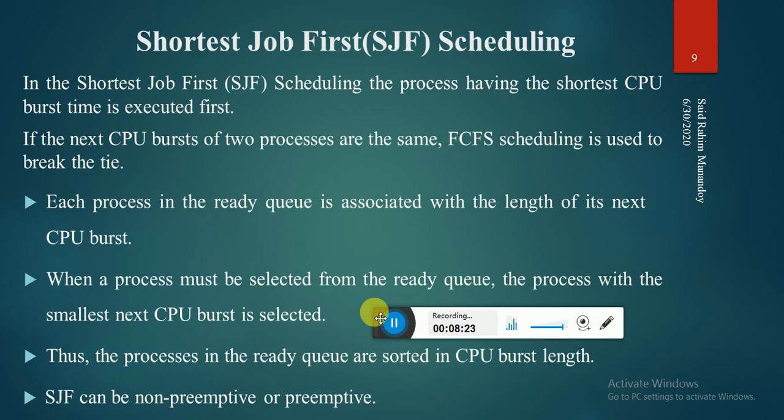So meaning that the FCFS scheduling algorithm is not good for short processes when there is one or more than one long process at the same time. Okay, so this was just a short review of the previous lecture.